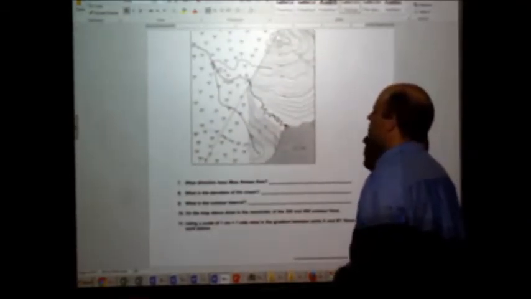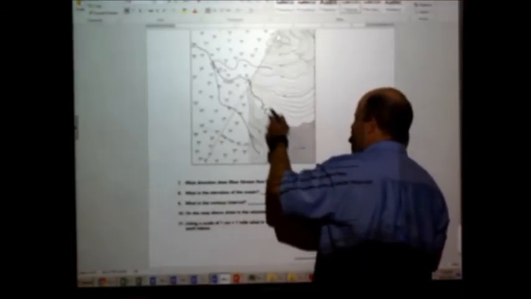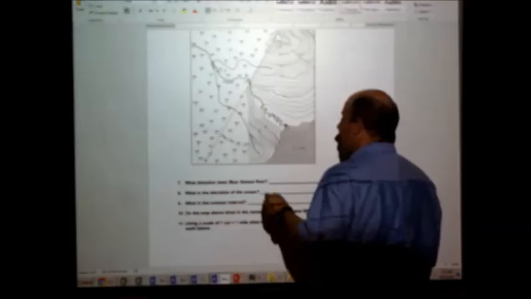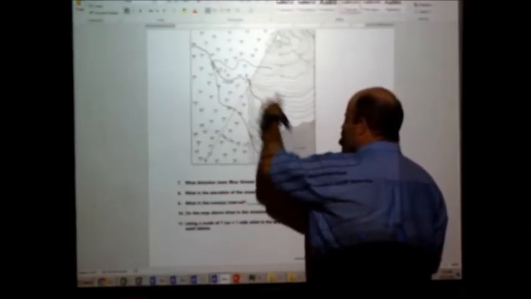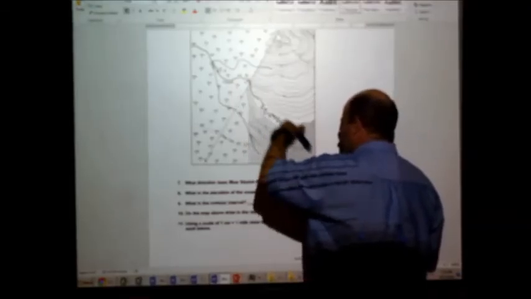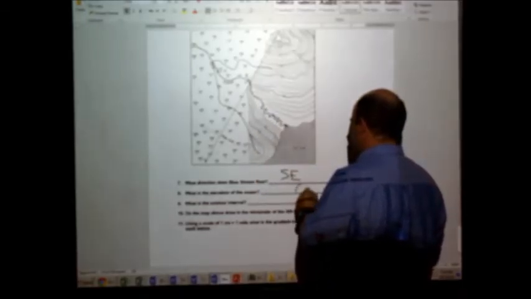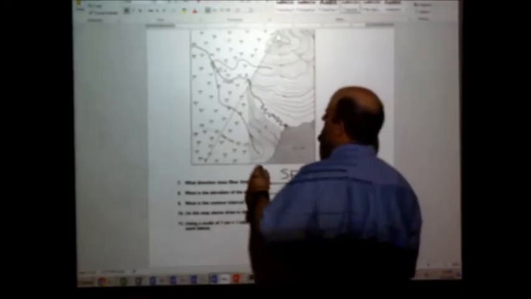Continuing on to the back side, we had 7 and 8. What direction does blue stream flow? Blue stream flows this way into the ocean. All rivers flow into the ocean eventually. What direction does this one flow? That means it's flowing to the southeast, opposite to the contour line. What is the elevation of the ocean? Gee, I wonder. 0. And number 10, draw on this map the remainder of the 300 and 400 isoline.